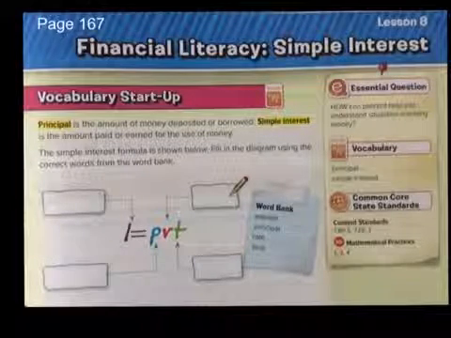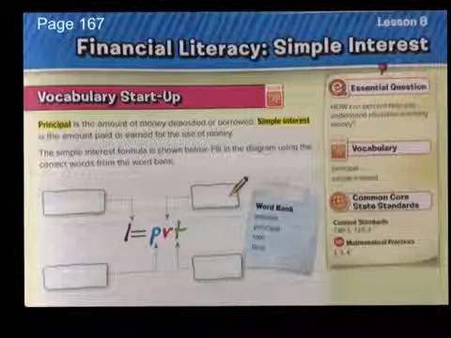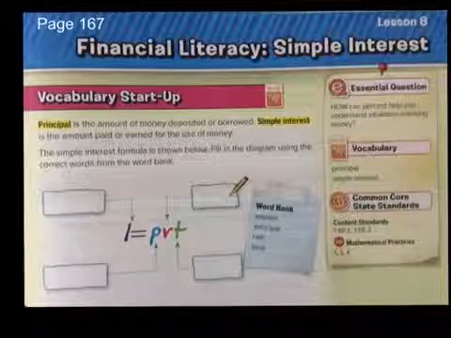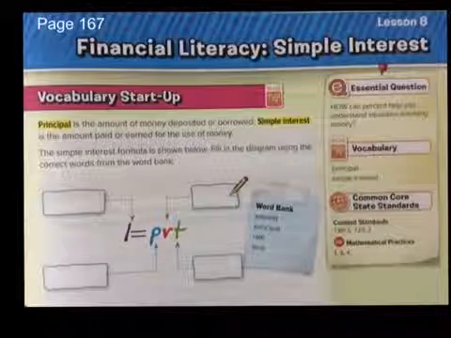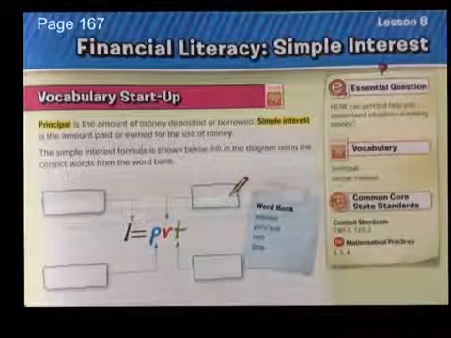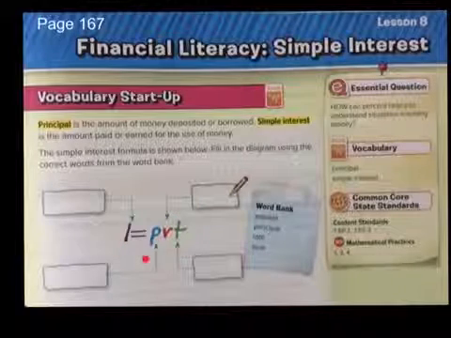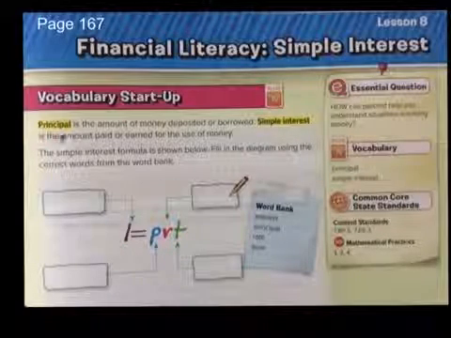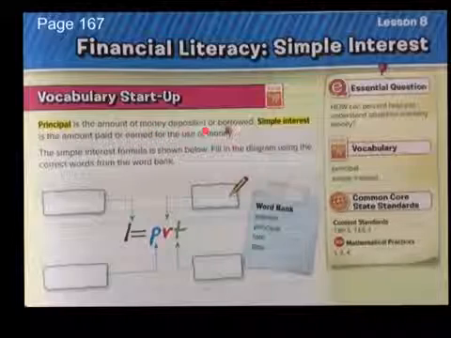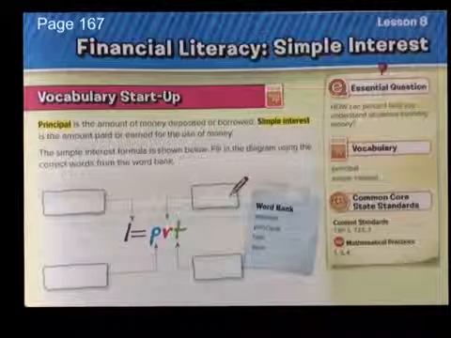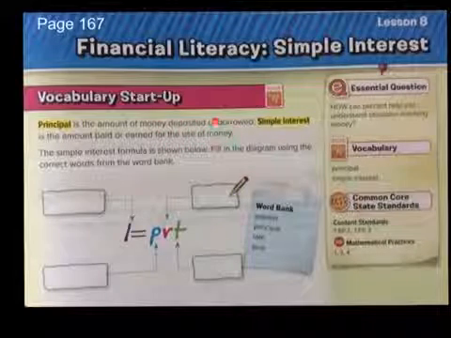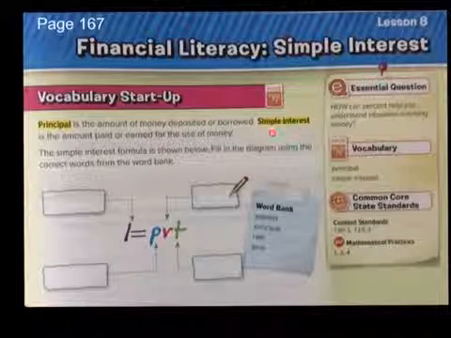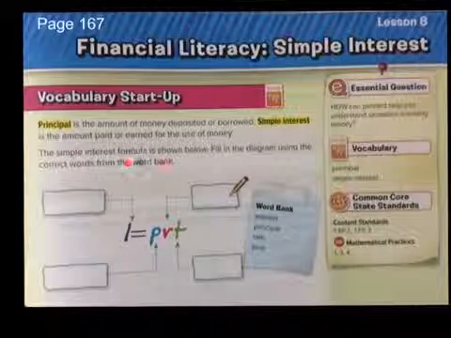When you borrow money at a certain interest rate, that means you have to pay for borrowing the money. And depending on the time, you'll know how much you have to pay. But first, let's become familiar with this formula. Principal is the amount of money deposited or borrowed. Simple interest is the amount paid or earned for the use of money. So when you borrow money, I have to pay you an interest. The simple interest formula is shown below.